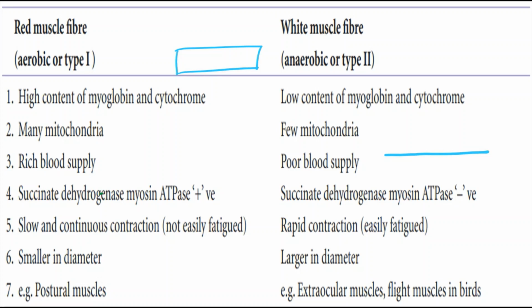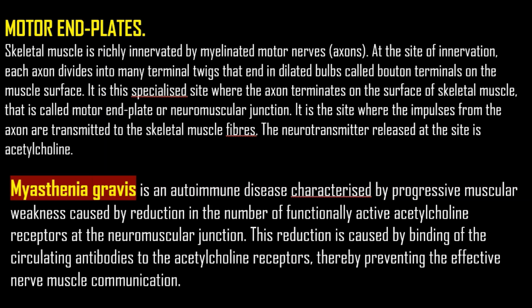The red muscle fibers are smaller in diameter, while the white muscle fibers are large. Mostly, the red muscle fibers are postural muscles, and the white muscle fibers are extraocular muscles. They are flight muscles in birds.